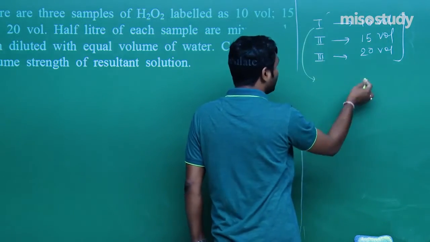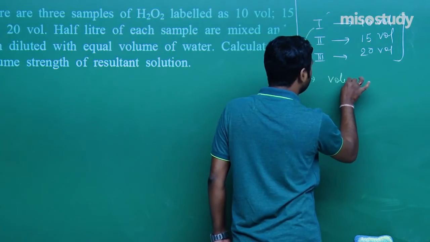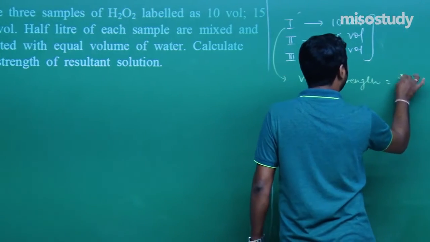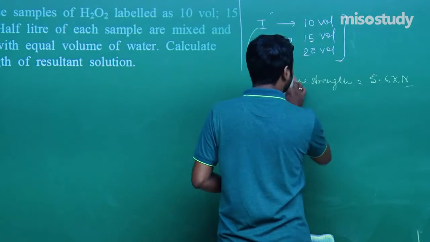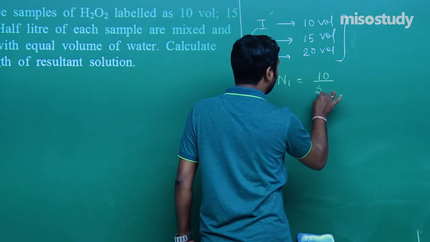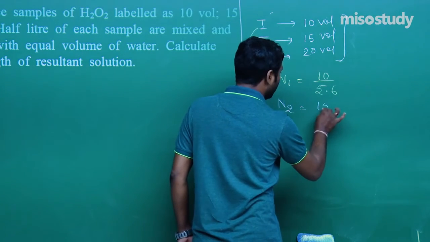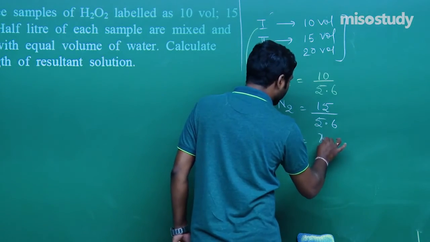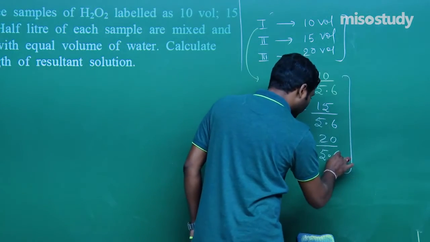For the first case, as we know, volume strength is equal to 5.6 into normality. So here for the 10 volume, we can directly write N1 is equal to 10 upon 5.6. Then N2 is 15 upon 5.6. And N3 is 20 upon 5.6. These are the cases.